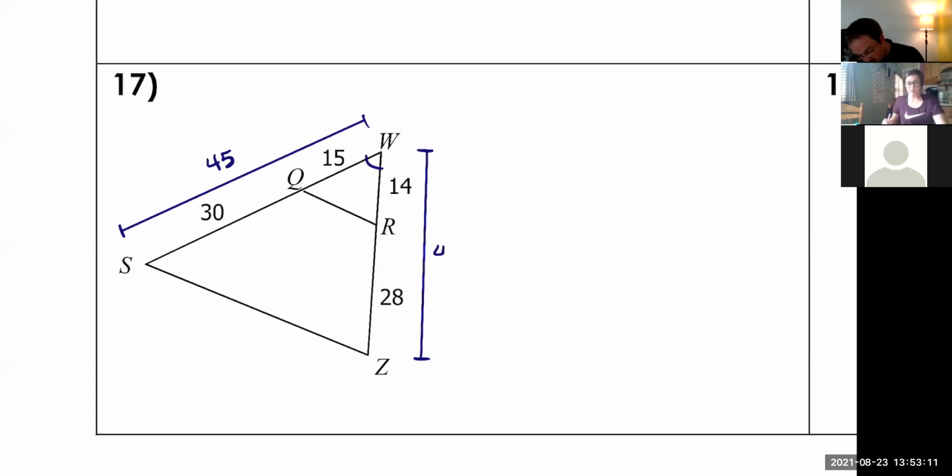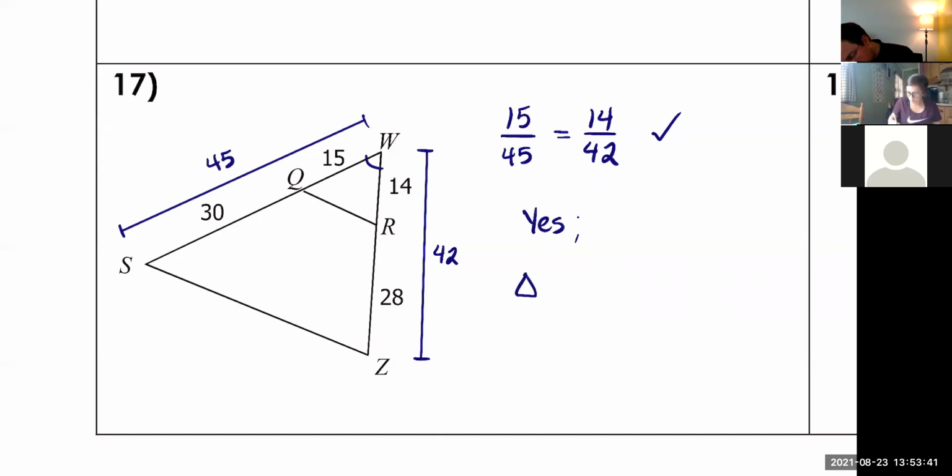So we have the included angle is congruent. If you're to check 15 over 45, excuse me. Yes, 15 over 45 should equal 14 over 42. 15 over 45 is 1/3. So it's 14 over 42. So those check out. So we could say yes. Triangle WQR is similar to triangle WSZ.